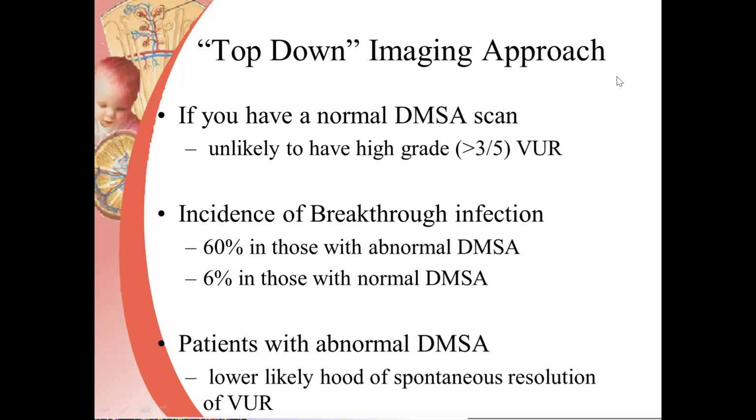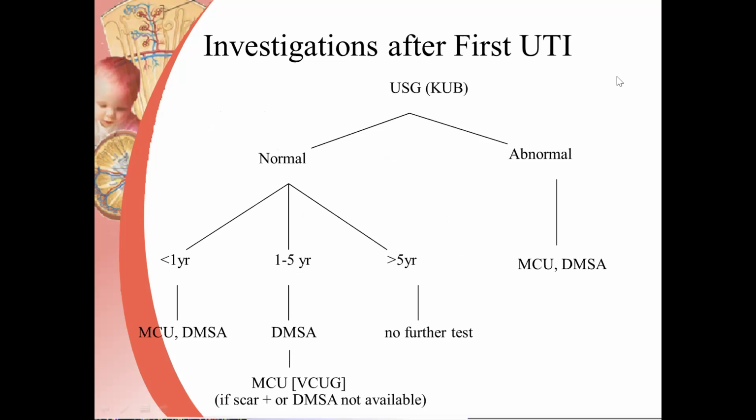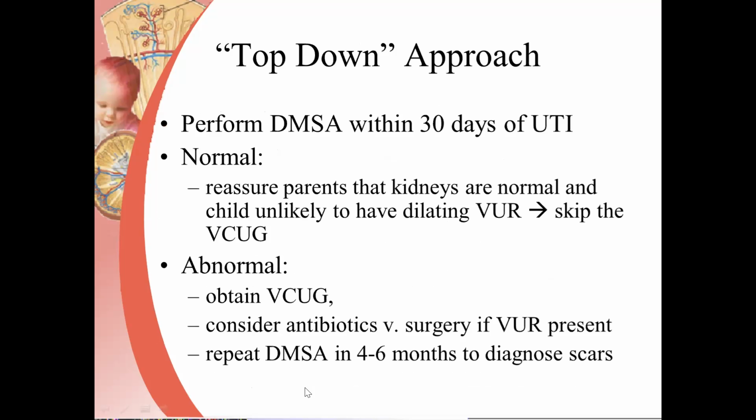Now, a DMSA scan is relatively less invasive because only an IV line is inserted and there is no catheter. Whereas, if you look at the flow chart, the VCUG or MCU involves putting in a catheter, and that can be quite a traumatic experience in a child. That is why the top-down approach, where the kidneys are looked at first, and if normal, there is no need to go further. Whereas if there is a scar or if the DMSA is not available, you go for MCU or VCUG. So that is the top-down imaging approach.